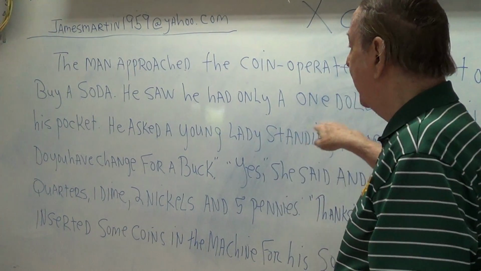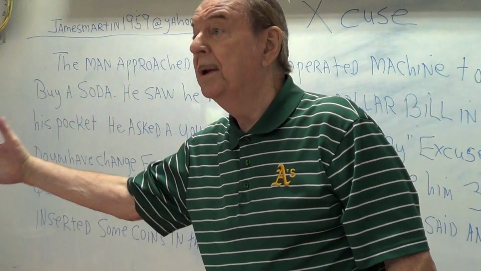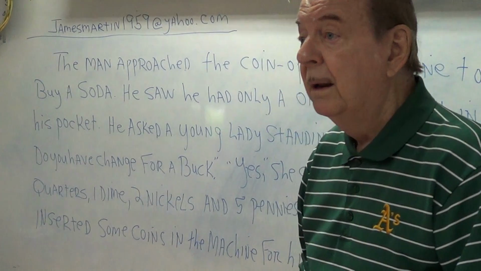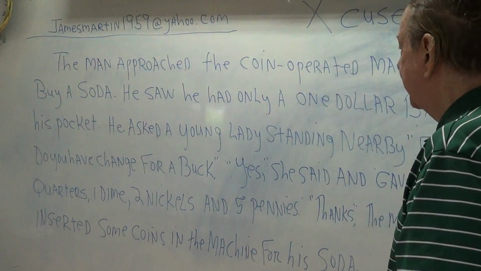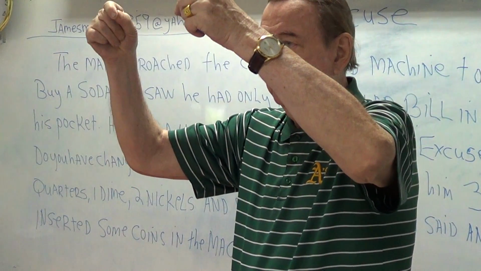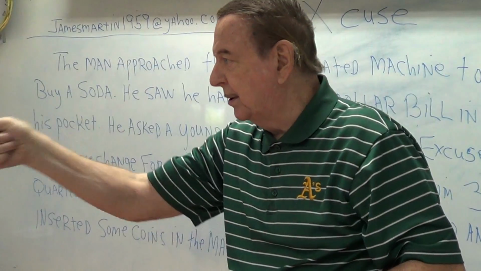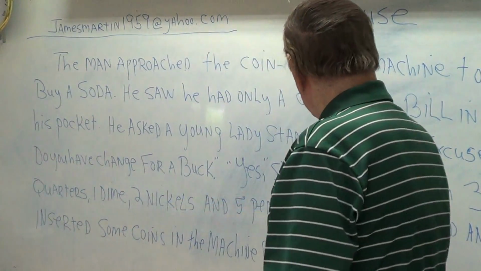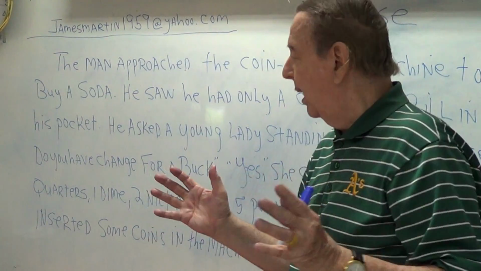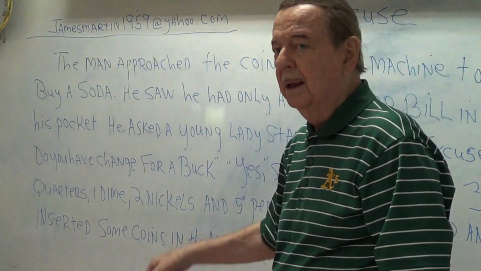So he had only a $1 bill. He asked the young lady standing nearby. She was only a few feet away, very close, nearby. "Excuse me. Pardon me. May I ask you a question? Do you have change for a buck? I have a $1 bill. Do you have coins for the $1?" Here's the $1, and she gives him 3 quarters, 1 dime, 2 nickels, and 5 pennies, which is 100 cents, equals $1. "Thanks," the man said, and inserted some coins.